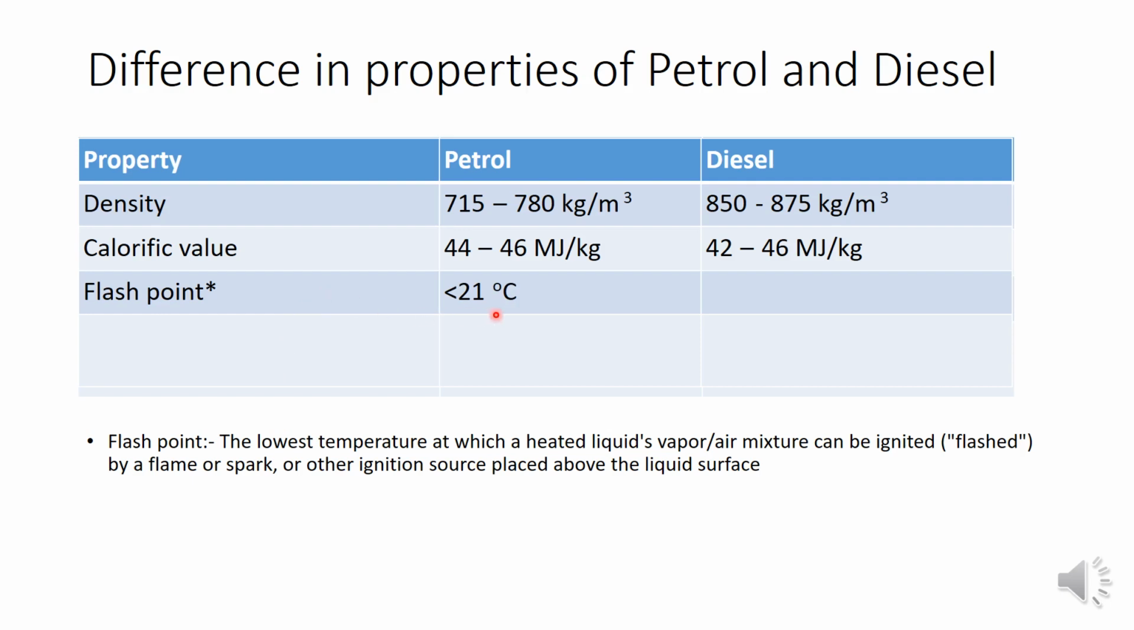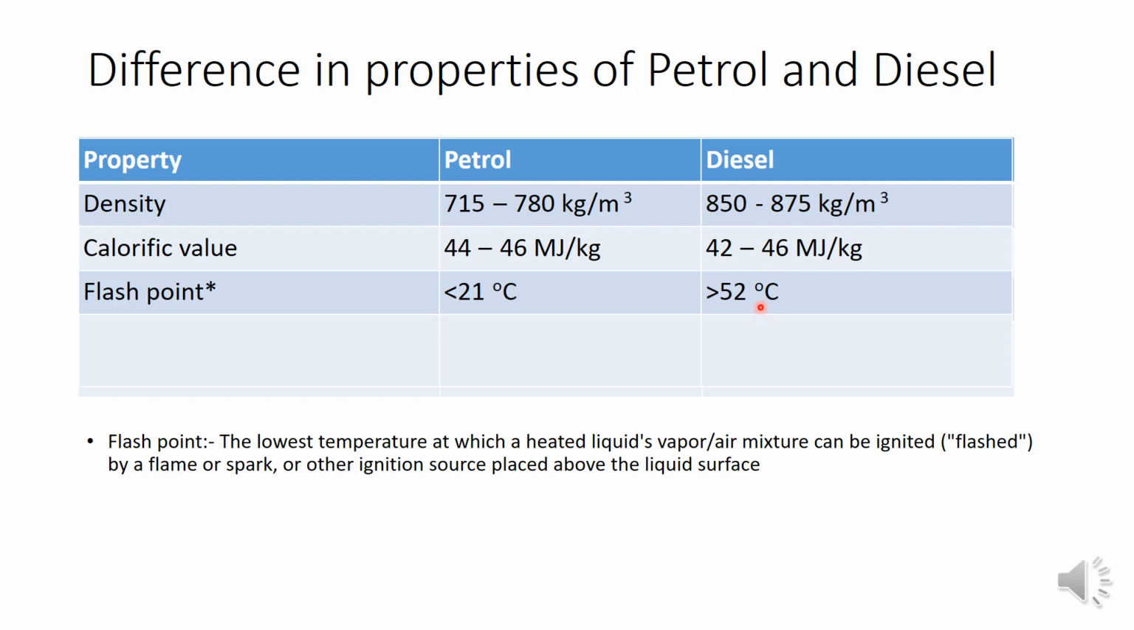And if you compare petrol, the flash point is less than 21 degrees Celsius. So that means even at most room temperatures, if you introduce a spark to petrol, it will ignite immediately. But diesel, if you compare diesel, the flash point is much higher, 52 degrees Celsius. So that high a temperature is required for burning diesel with a flame or spark.